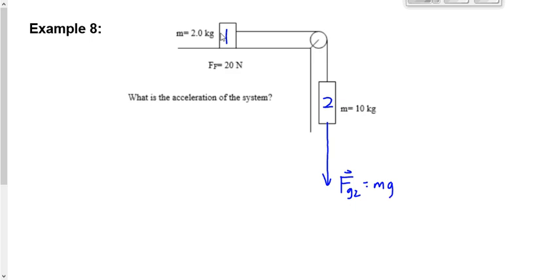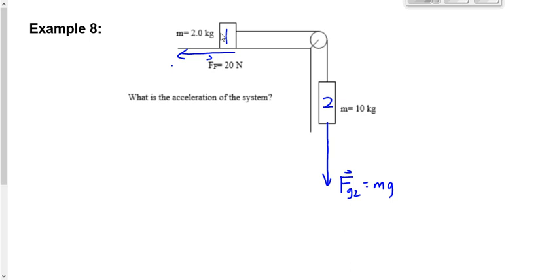Now, what other forces do we have acting on this system? We got friction, right? Which way does friction act? Friction's going to act to the left. Okay, I'm going to draw this right here. I'll just label what we have there. FF, I'll just call it, is 20 newtons.